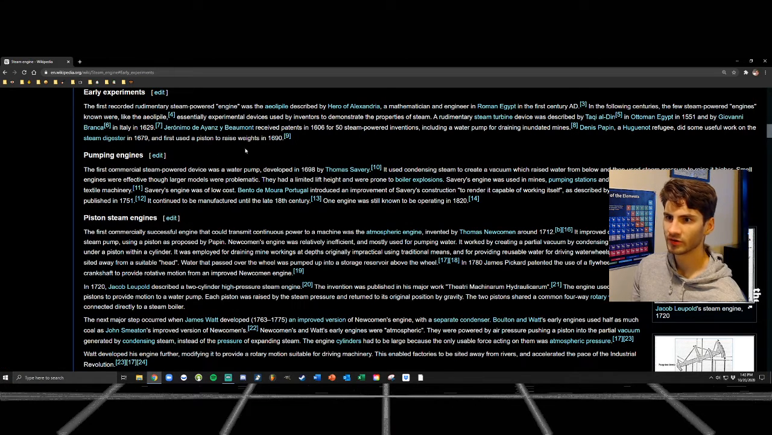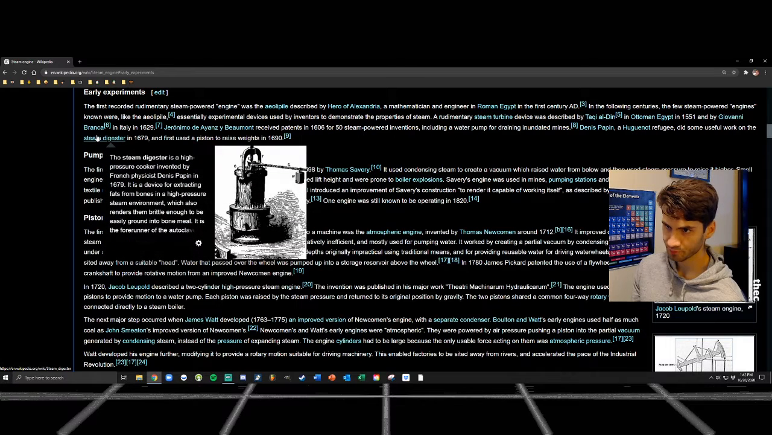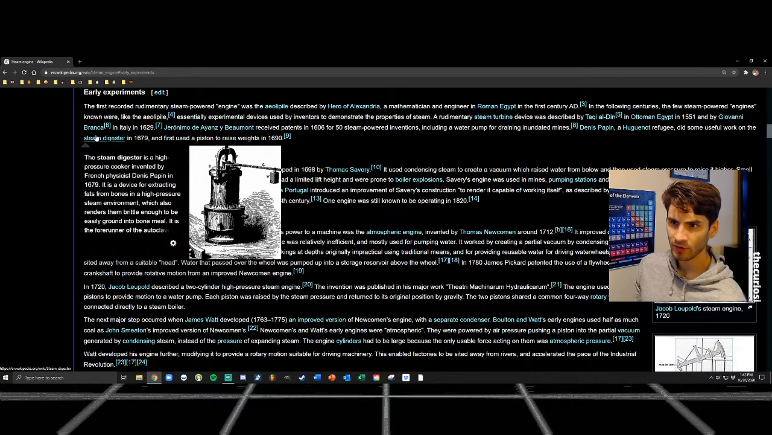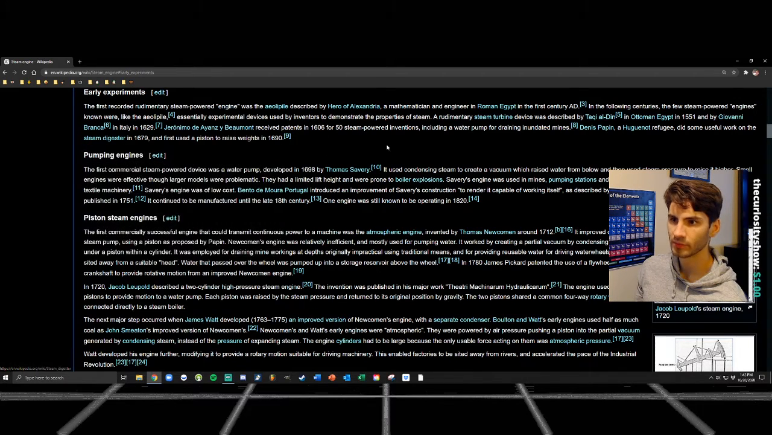Did some useful work on the steam digester. The steam digester is a high pressure cooker invented by French physicist Denis Papin in 1679. It is a device for extracting fats from bones in a high pressure steam environment, which also renders them brittle enough to be easily ground into bone meal. It is the forerunner of the autoclave... In 1679, and first used a piston to raise weights in 1690.